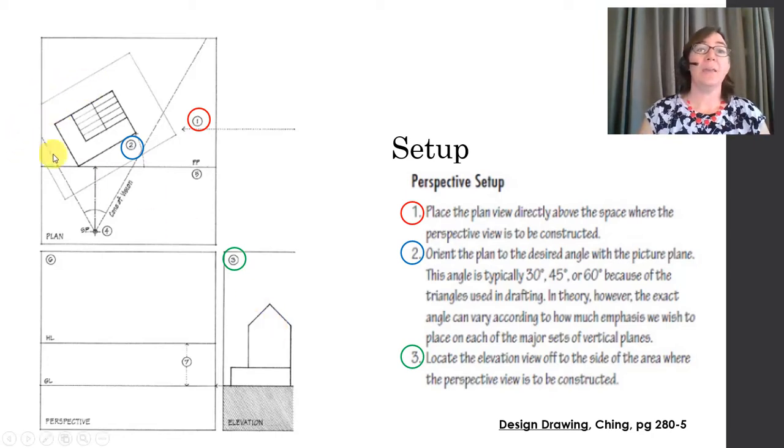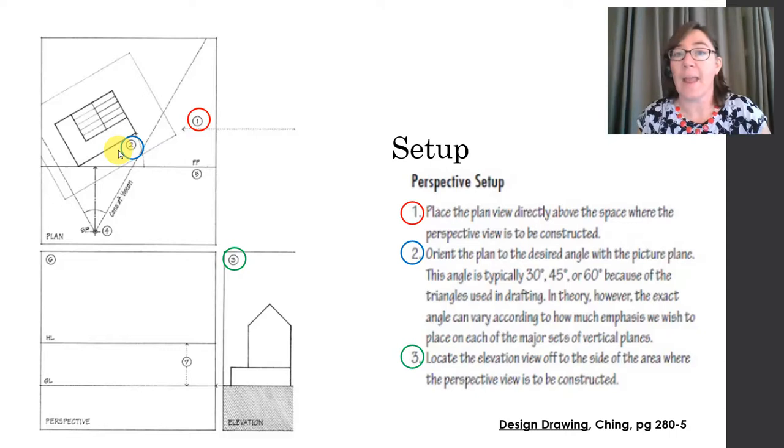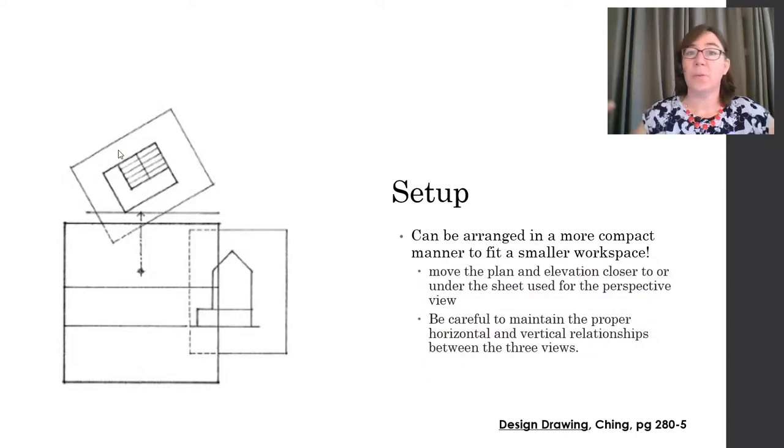You're going to take your plan view and tilt it to your particular desired angle. It's typically 30, 45, or 60 because we have triangles for that. But truthfully, you could do any angle you like. It's okay to slide your drawings as close as you need to, or as convenient, on your drawing board. Make sure that you maintain all the relationships, especially the station point, picture plane, etc., that we're going to cover next.